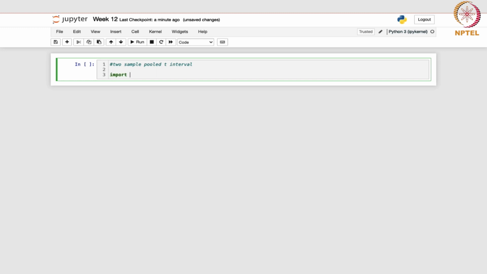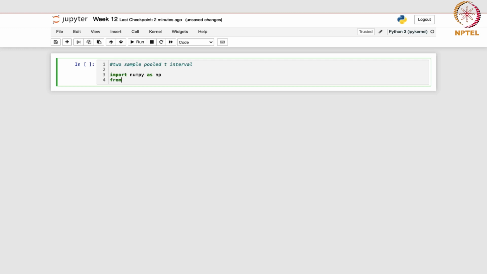So first of all, as we usually do, we will import numpy as np. Okay, we know that this is used for your numerical operations, and then from scipy.stats we are going to import t, because we are going to work with the t distribution.